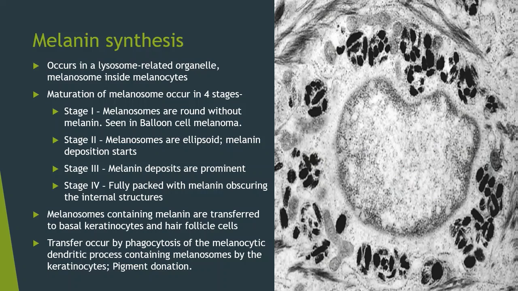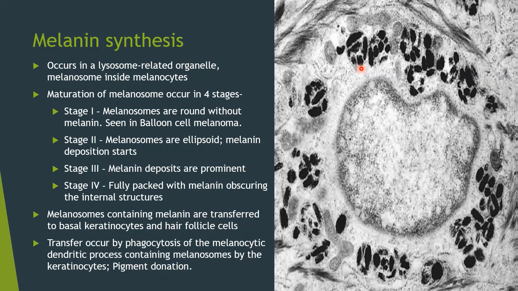If you look closely at melanin synthesis, this occurs in a lysosome-related organelle in the melanocyte. This lysosome-related organelle is called the melanosome. There is maturation of melanosome which occurs in four stages. In stage 1, the melanosomes are usually round with almost no melanin in them, and this can be seen in melanoma. In stage 2, melanosomes are ellipsoid and melanin deposition starts. In stage 3, melanin deposits are prominent, and in stage 4, the melanosomes are fully packed with melanin, obscuring the internal structures.